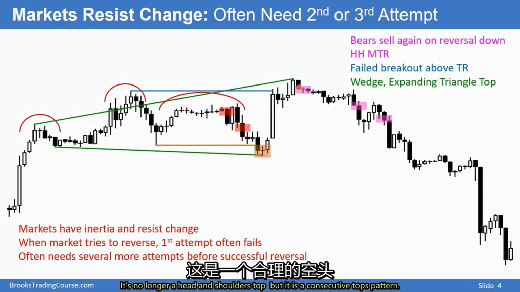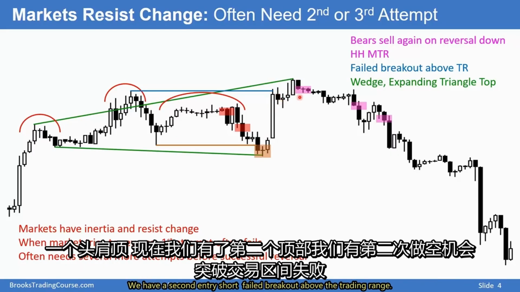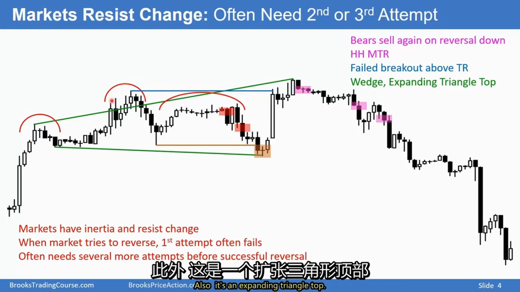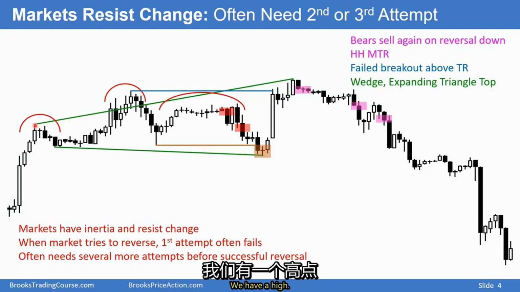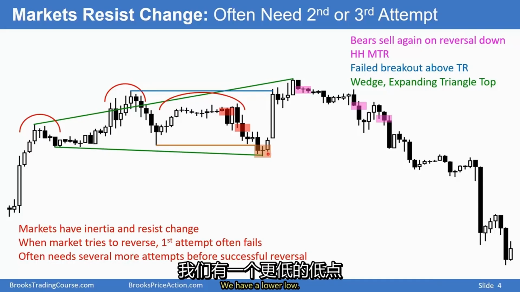It's no longer a head and shoulders top, but it is a consecutive tops pattern. We had a top attempt here, a head and shoulders top, and now we have a second top. We have a second entry short, failed breakout above a trading range. Also, it's an expanding triangle top. We have a high, we have a higher high, and we have a third higher high. We have a low, we have a lower low.